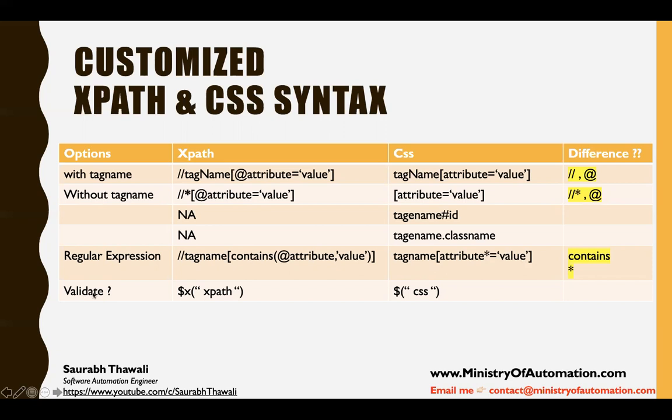Now, how do we validate whether our XPath or CSS locator is correct? Using the console, the function $x. Whatever XPath you write based on all this above, you just provide that XPath in double quotes and hit enter. Similarly, if you want to identify using CSS, you do not need to provide x, just a dollar, and whatever you write using CSS, provide that selector and hit enter.